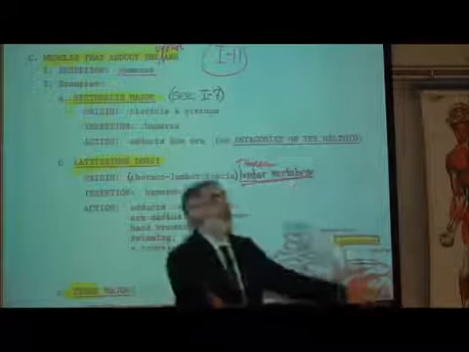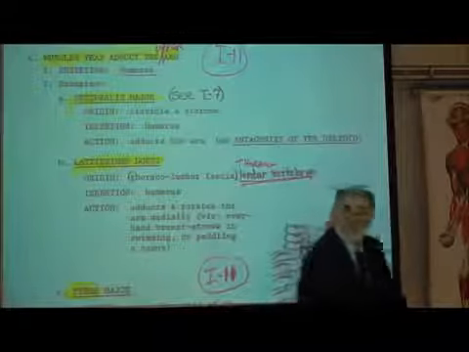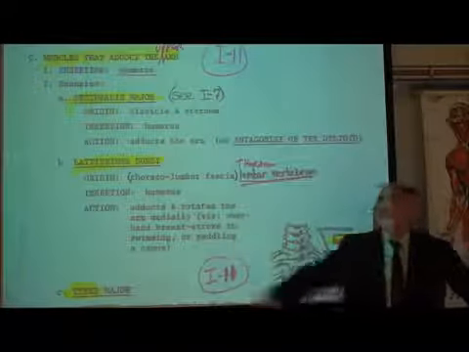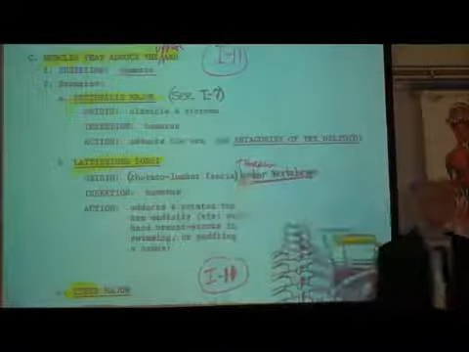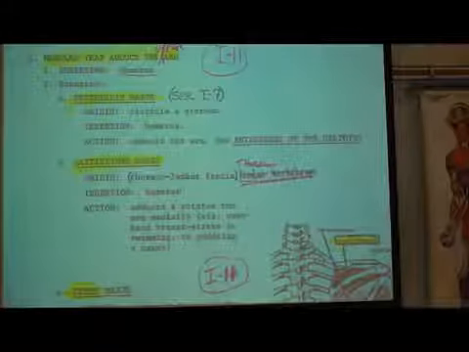If you were using weights, you might alternately spread your arms out and bring your arms together with a weight. You would be alternately using your deltoid and your pectoralis, because that's how we use them, agonist, antagonist.